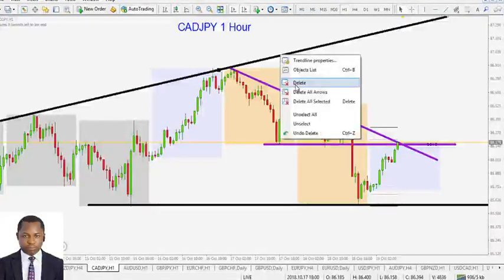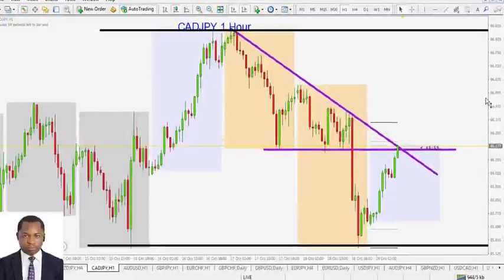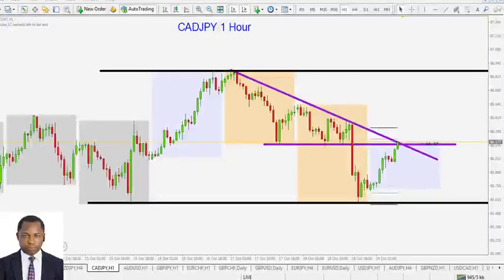Okay, remove this. Let me keep it simple enough with this. All right, let's keep it at this. It might be a range. Support there, support here. Go short? No, we are not going to trade that.